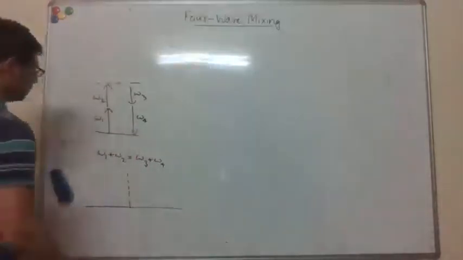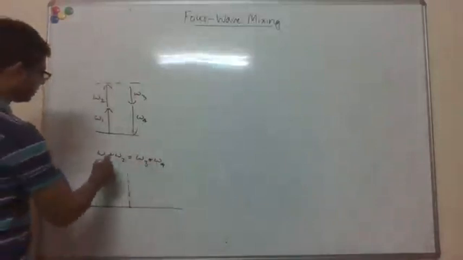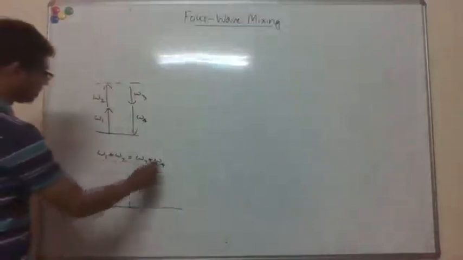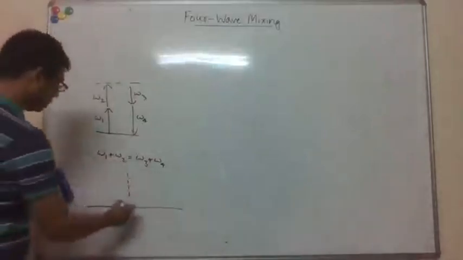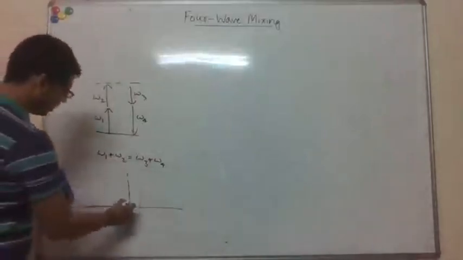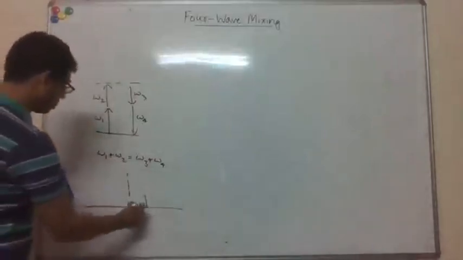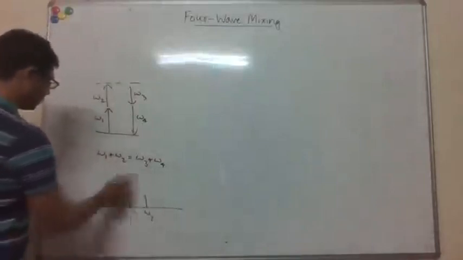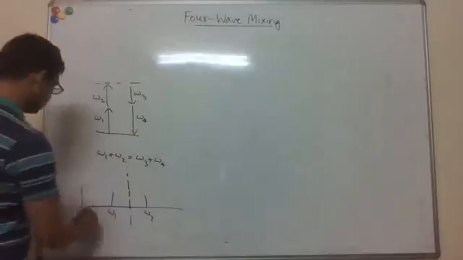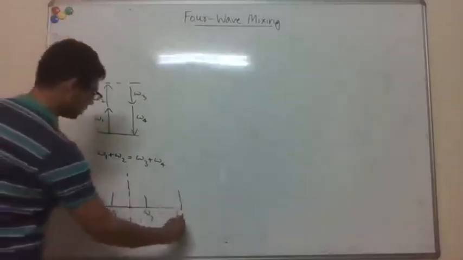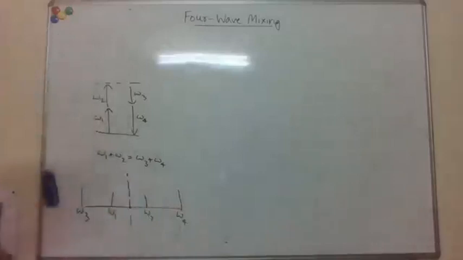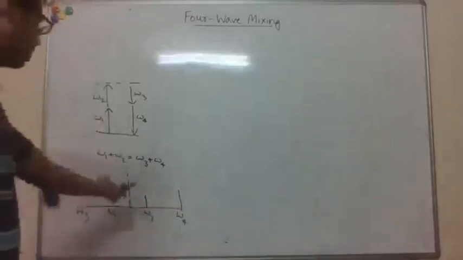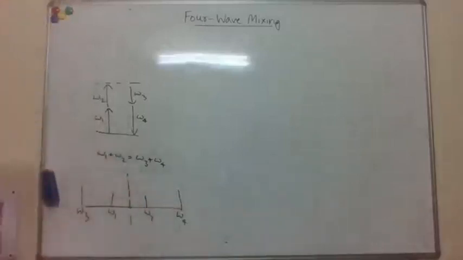about some center, right? If I divide by 2 on both sides, that means the average of omega 1 and 2 is the same as the average of omega 3 and 4. If I denote that average quantity as something here, then omega 1 and 2 will be symmetrically about that, and omega 3 and 4 will also be symmetrically about it. So the arrangement of the frequencies has to be like this.